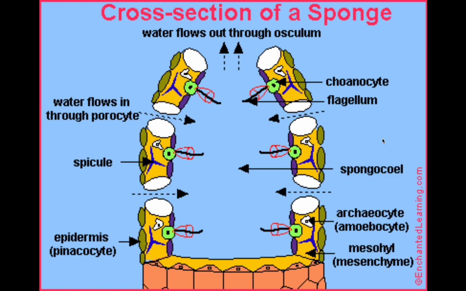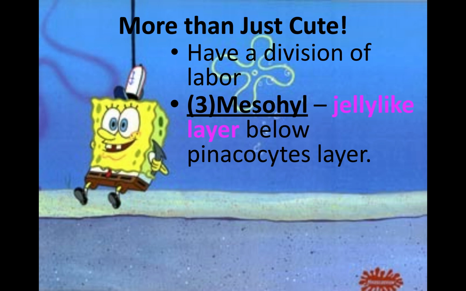Moving on to the next one. Here we go. Another division of labor is the mesohyl. So here's my question. Is this a cell? And you would say, no, it's not, because it doesn't end in cyte. It is a jelly-like layer below the pinacocyte. So it's the gel-like stuff that sponges have so that the cells have a place to hang out. I'm going to show you that picture again.